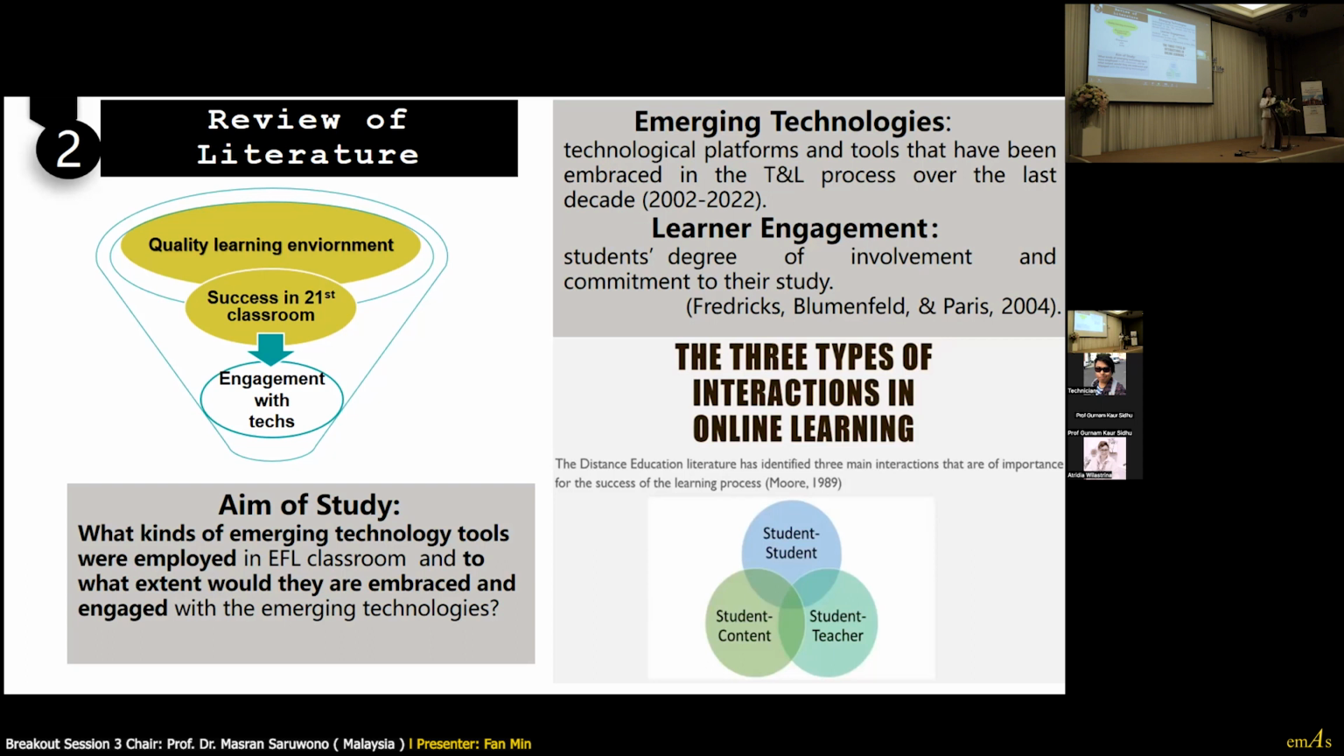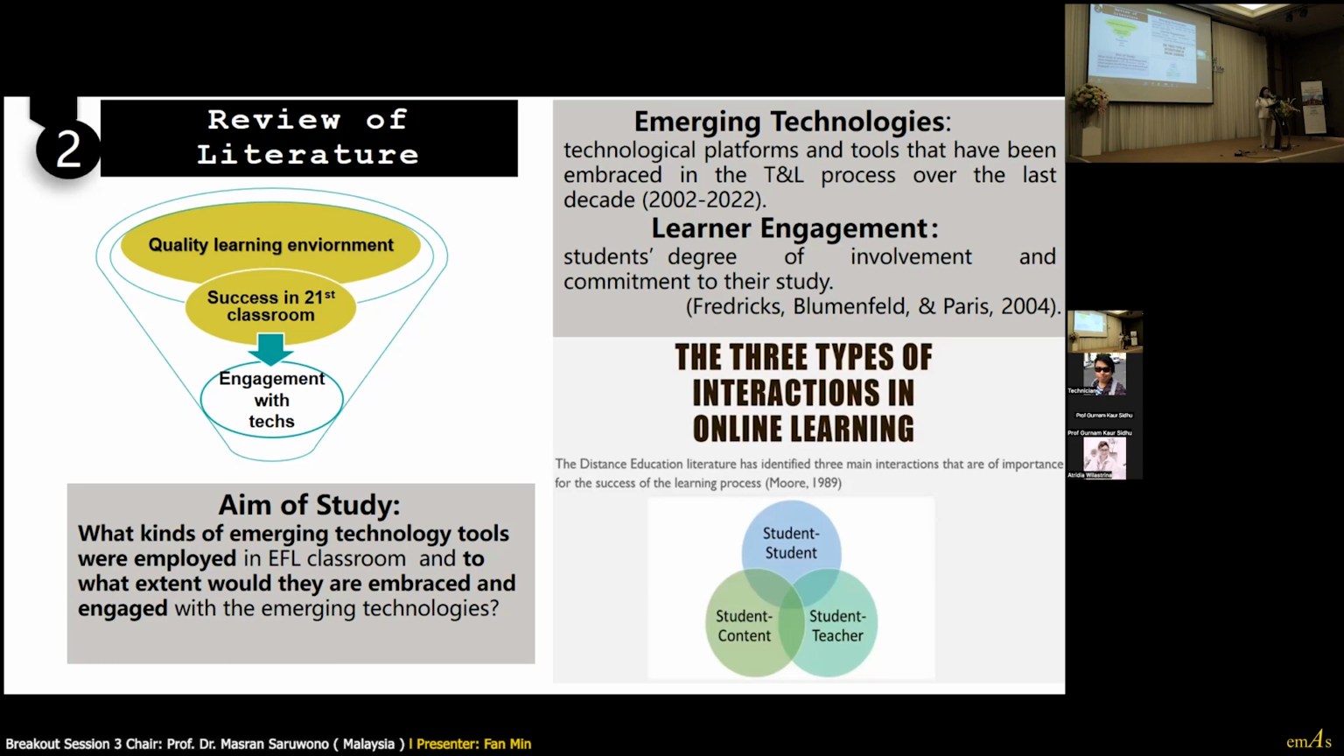So according to the literature review, we know learning engagement can be reviewed from three aspects. Just now I mentioned to you: the student to student aspect, the student to content aspect, and the student to teacher aspect. So the purpose of this study is to investigate what kind of emerging technology tools were employed and to what extent students are engaged.